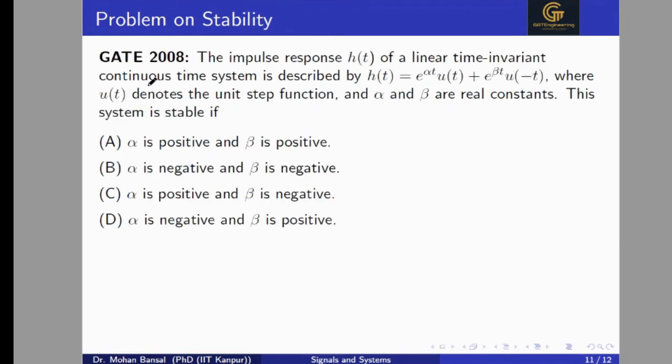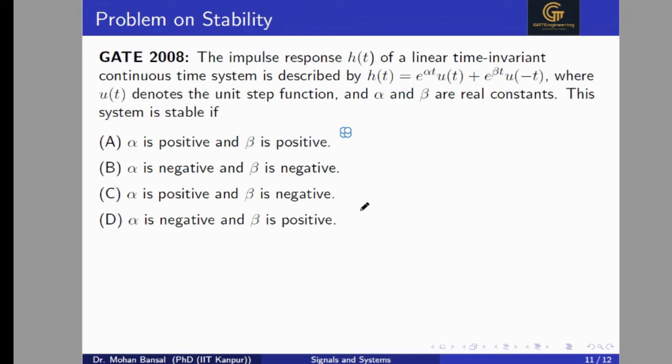Now the next problem was asked in GATE 2008. The question is related to the stability of the system. The impulse response of an LTI system, LTI is the linear time invariant system, is described by h(t) = e^(alpha t) u(t) + e^(beta t) u(-t), where u(t) denotes the unit step function and alpha and beta are real constants. The system will be stable if alpha is positive and beta is positive, if alpha is negative and beta is negative, if alpha is positive and beta is negative, or if alpha is negative and beta is positive.